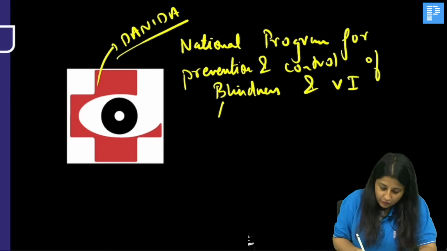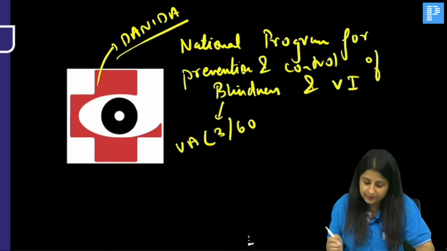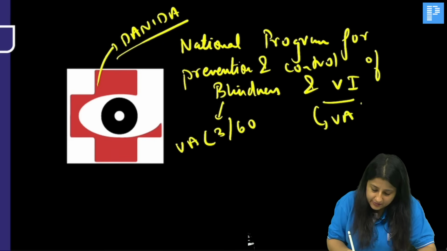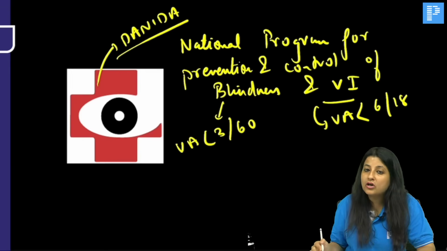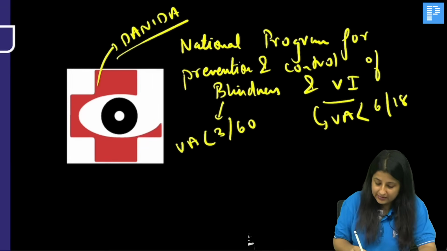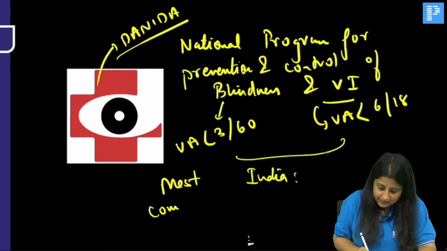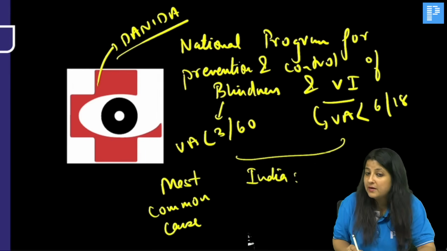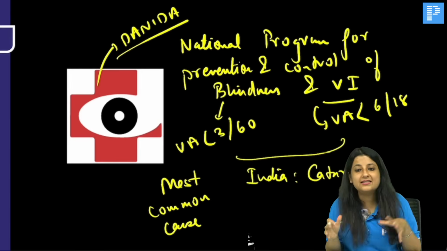Okay, cutoff for blindness according to the program: visual acuity less than 3/60 in better eye with available correction. Visual impairment: visual acuity less than 6/18. Most common cause of blindness and visual impairment in India, everybody, cataract. Okay, उल्टा मत लिख देना, it is cataract.